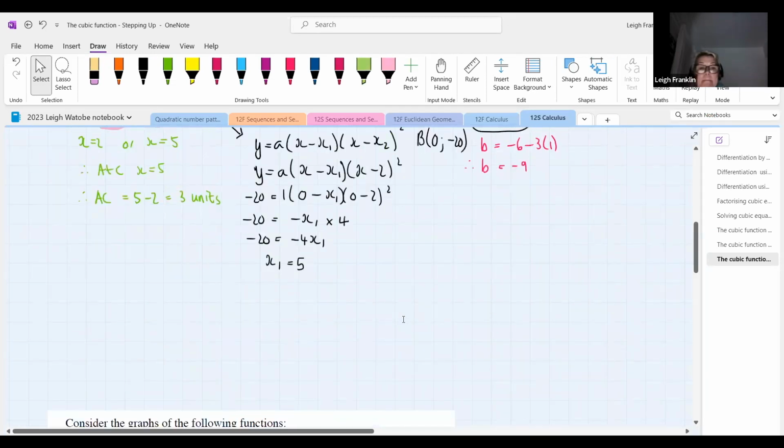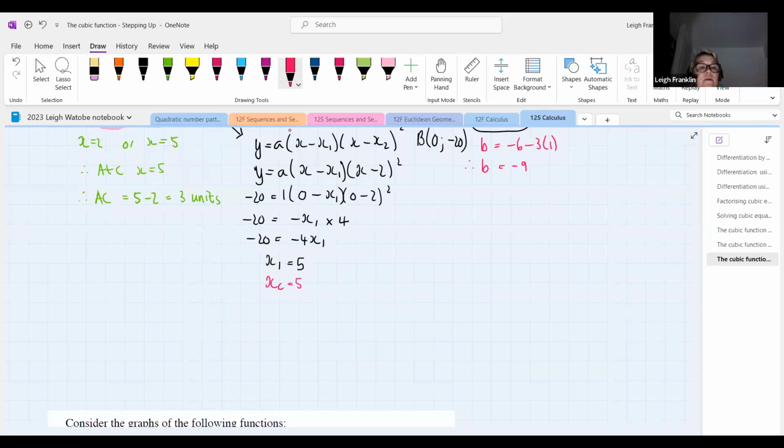So if you remember, this question wanted the length of AC. So this is just an alternative method of being able to work out the x coordinate at C. You know that at C, the coordinates are 5 and 0. And then when they wanted AC from you, you would still just do that and you would end up with 3. Does that make sense to you?